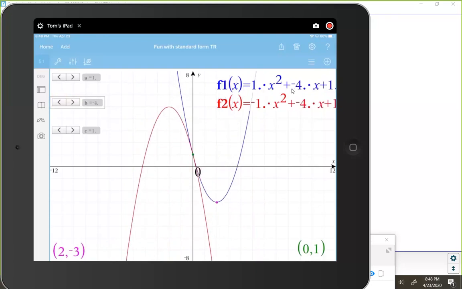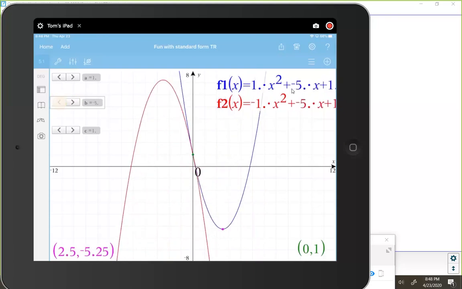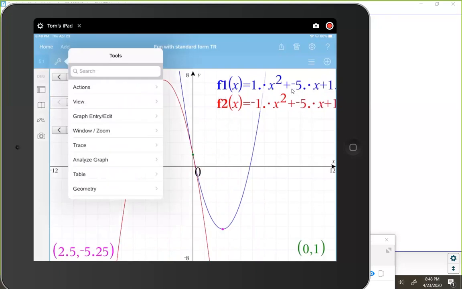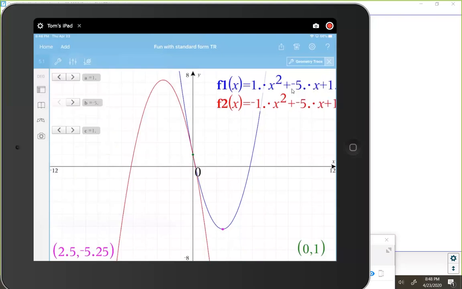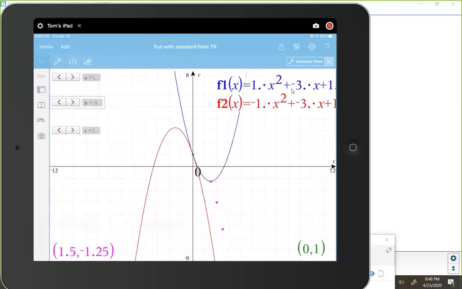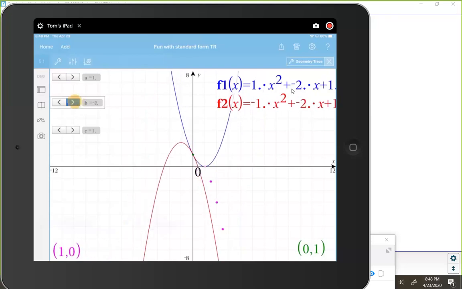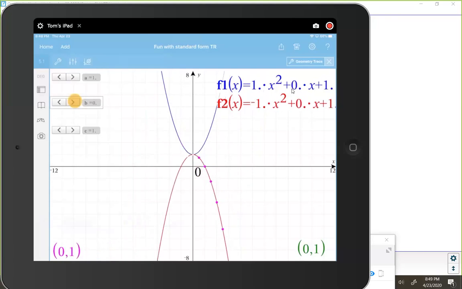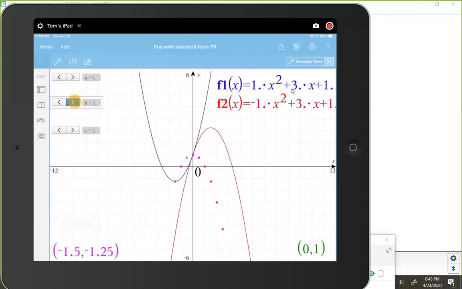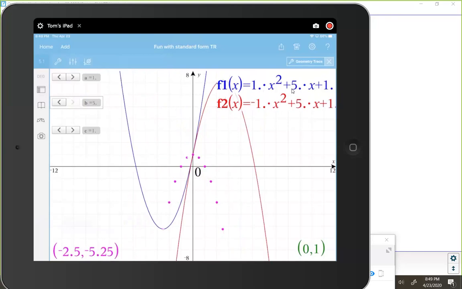To make this even easier to understand, I'm going to do something called a geometry trace. I'm going to go to trace and do a geometry trace on this pink point, which means it's going to leave it behind. Somebody said another parabola. You were absolutely right. So watch what happens as I change B. It's leaving that where the vertex was. And that's as far as I can go, which I thought was kind of cool.